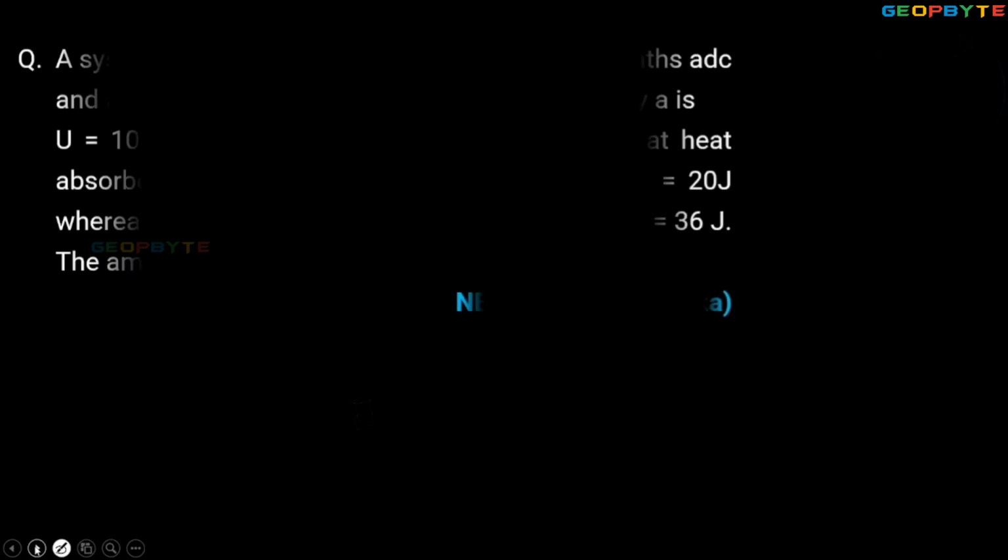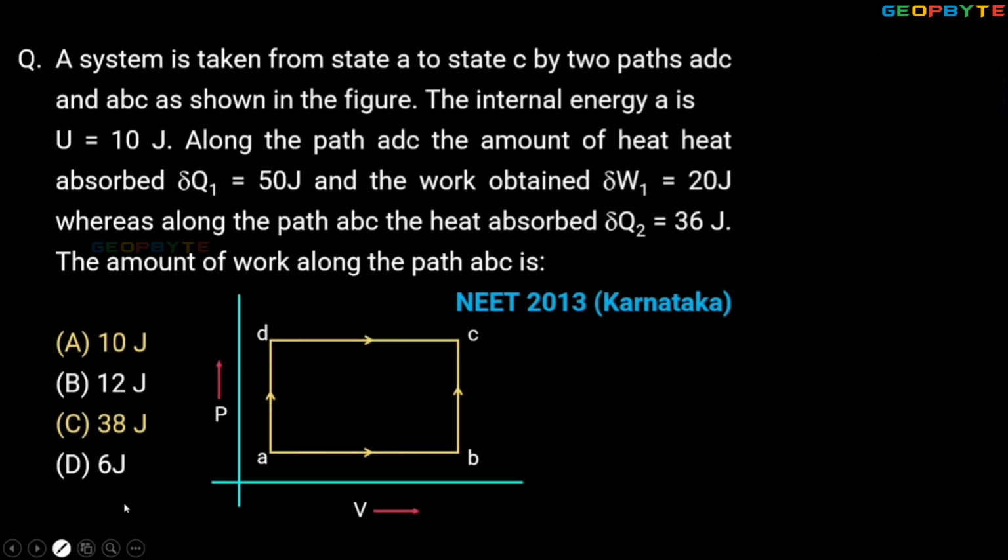Similarly, look at another important problem. A system is taken from state A to state C by two paths. One path is ABC, the other path is ADC. The internal energy at A, UA, is given as 10 joules.